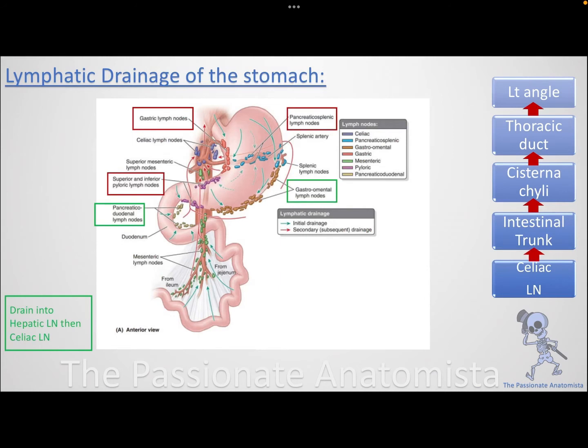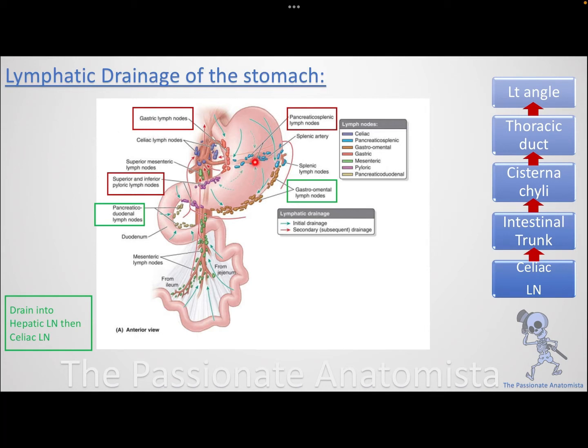Moving into the stomach, if you guys look, the stomach has groups of lymph nodes, and they are all around the stomach. We have the superior 2/3 of the stomach that drains into specific groups of lymph nodes, and the inferior 1/3 of the stomach that drains into different groups of lymph nodes. What are those names? We have the gastric lymph nodes. It's quite simple and easy, because they are lying at the lesser curvature, and they are called based on the stomach. They are gastric lymph nodes.